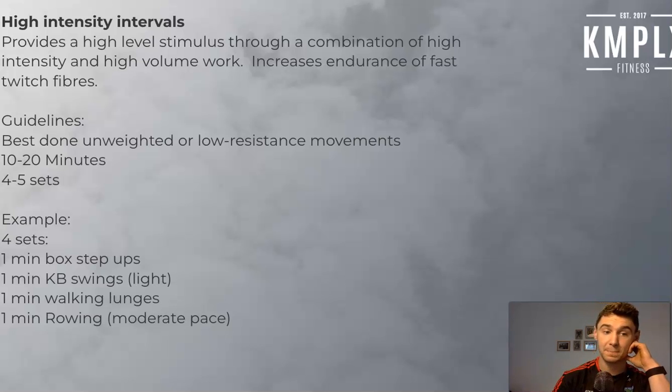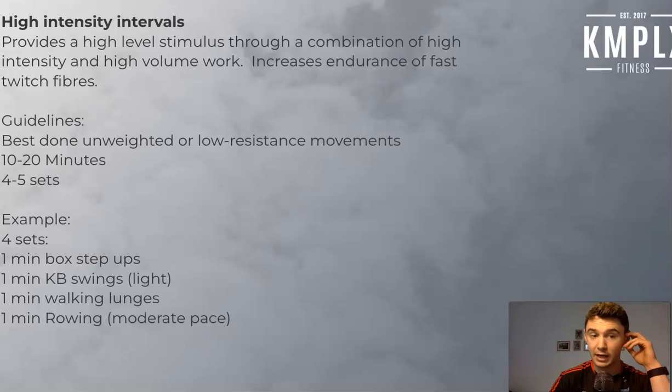So here's a quick one you can do that's about 16 minutes long. 4 sets of 1 minute box step ups, 1 minute kettlebell swings, keeping it light, about 12 kg, 1 minute of walking lunges, body weight, and 1 minute of rowing, moderate pace. On that moderate pace, you'd be looking for no more than 150 beats per minute if you were to track your heart rate.